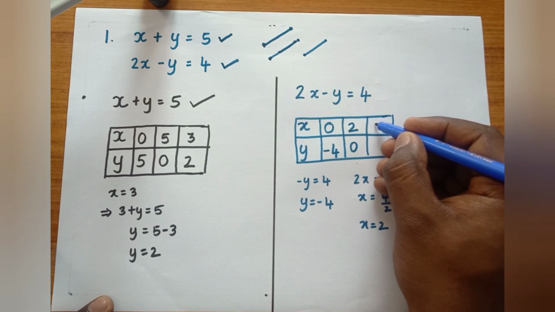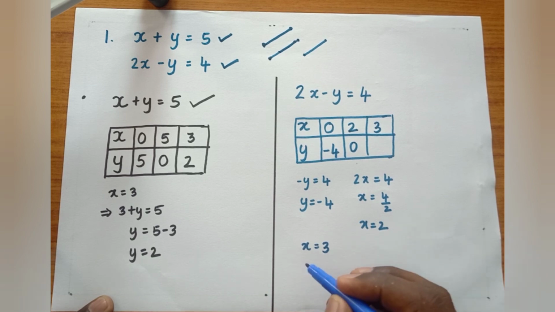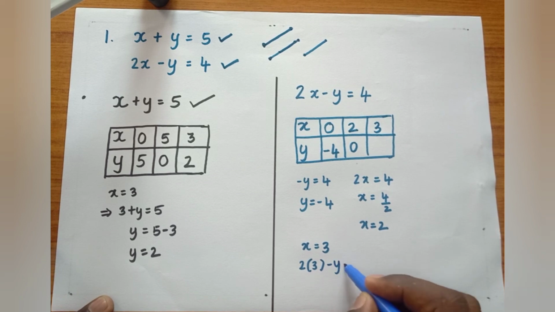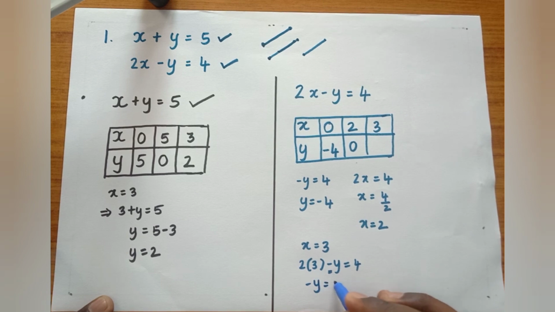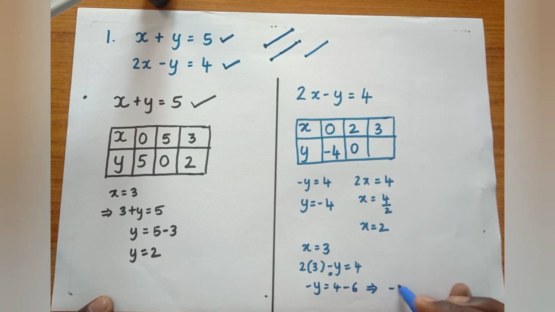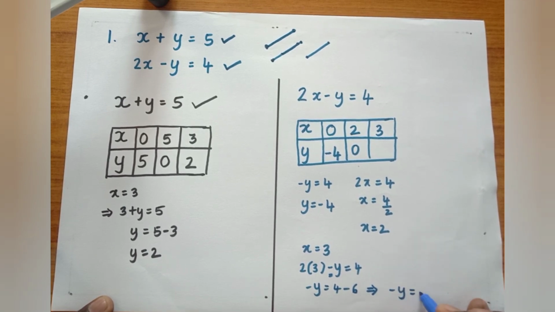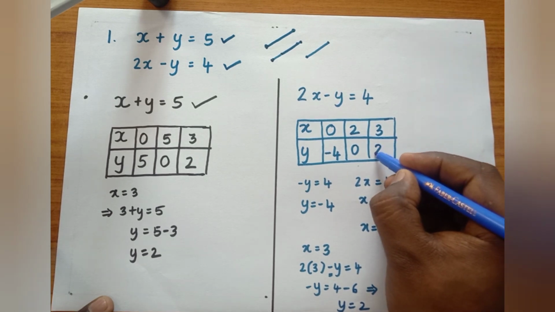Now I'll put x as 3. When x equals 3, I get 2 into 3 minus y equals 4. 2 threes are 6. Shift this 6 to the RHS. What is the remaining term here? Minus y equals 4 minus 6. What do we get? Minus y equals 4 minus 6, which is minus 2. Minus and minus will cancel out. We get y as 2. When x equals 3, y equals 2.